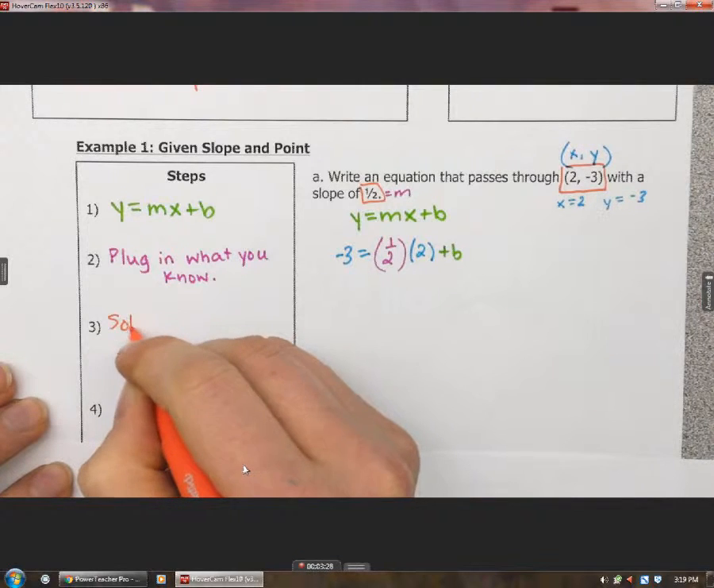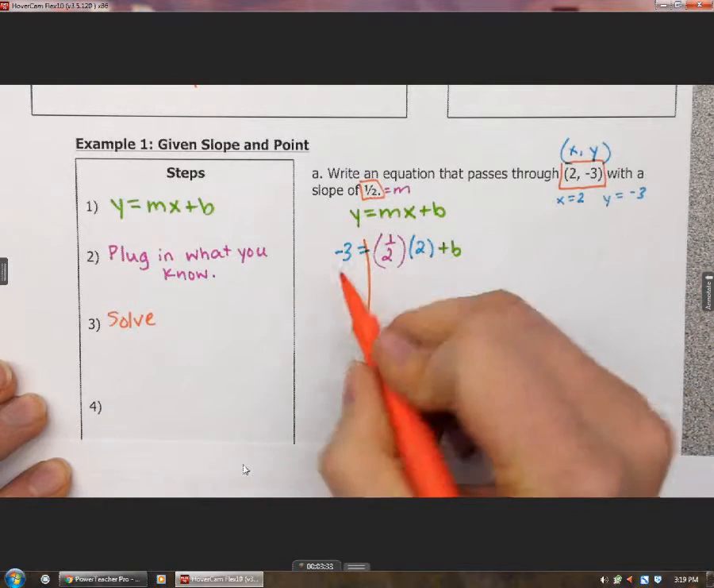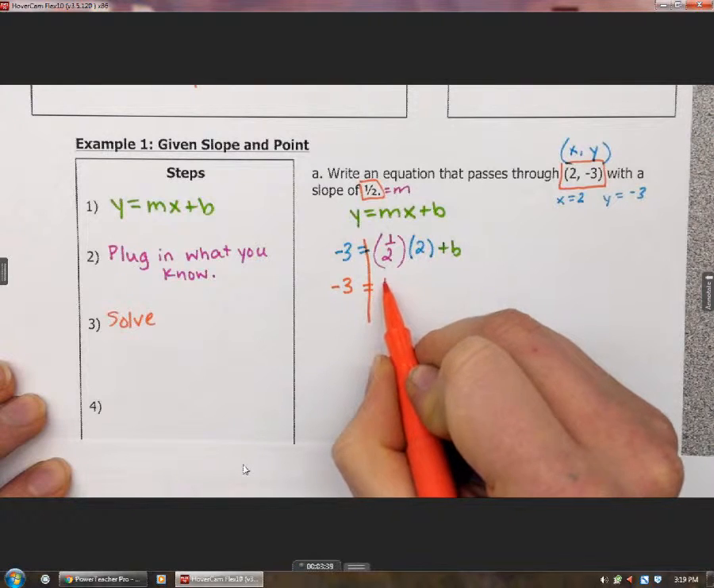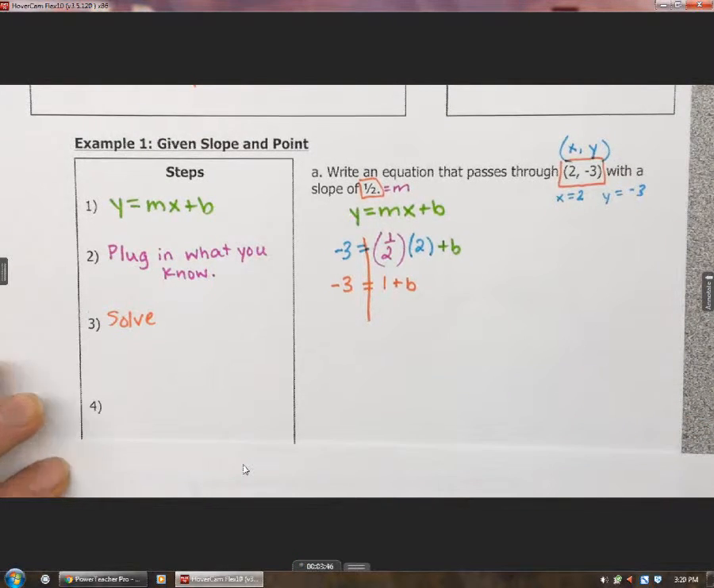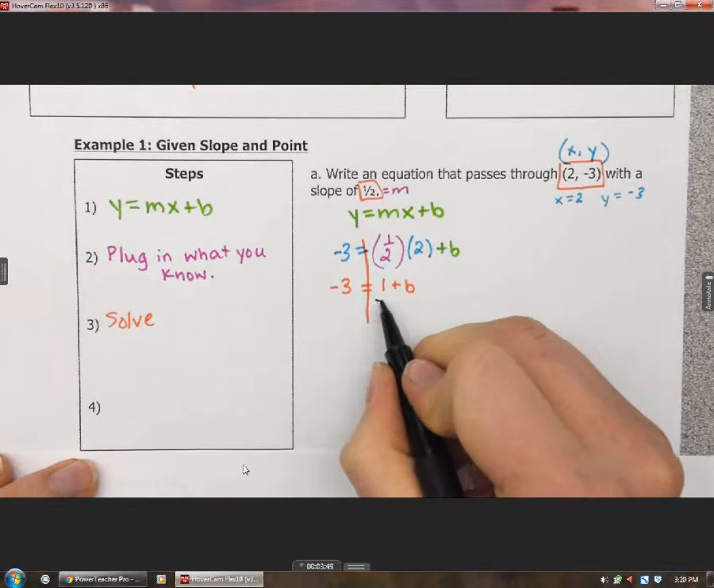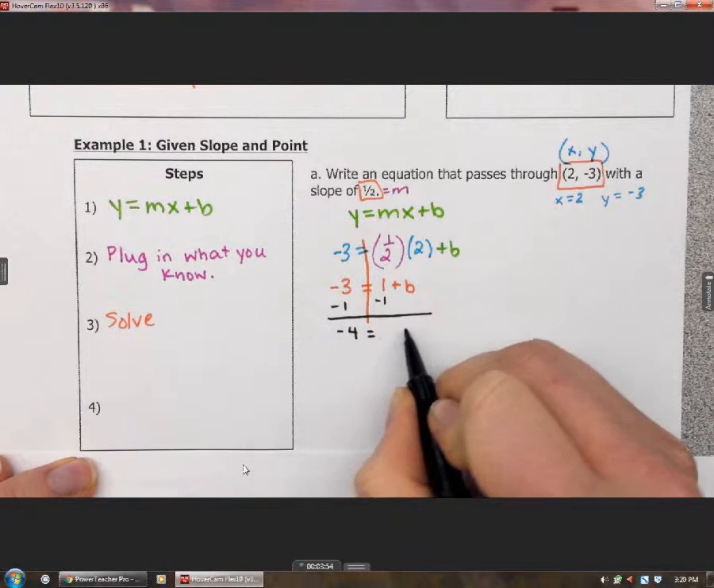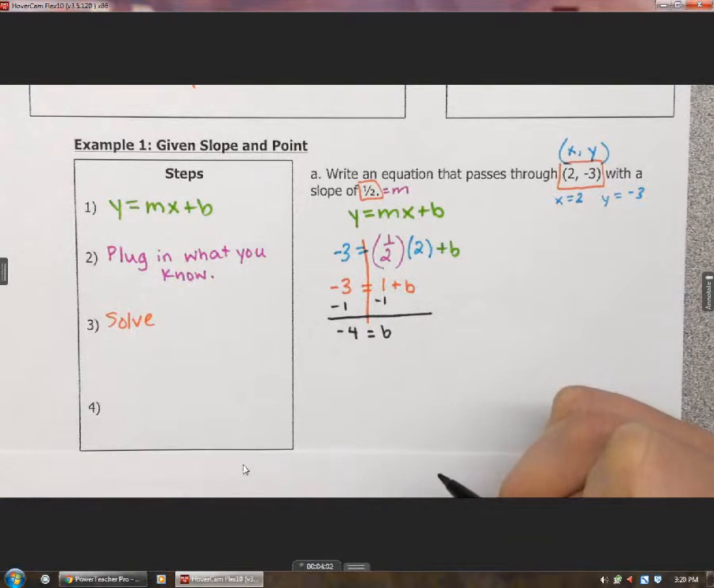Then we solve. So I'm going to do some math here. This is still -3. 1/2 times 2 is 1 plus b. To get b by itself, hopefully you're just moving ahead on this, subtracting 1. -3 minus 1 is -4 equals b. You don't know it, but you have everything you need now to write your final equation.